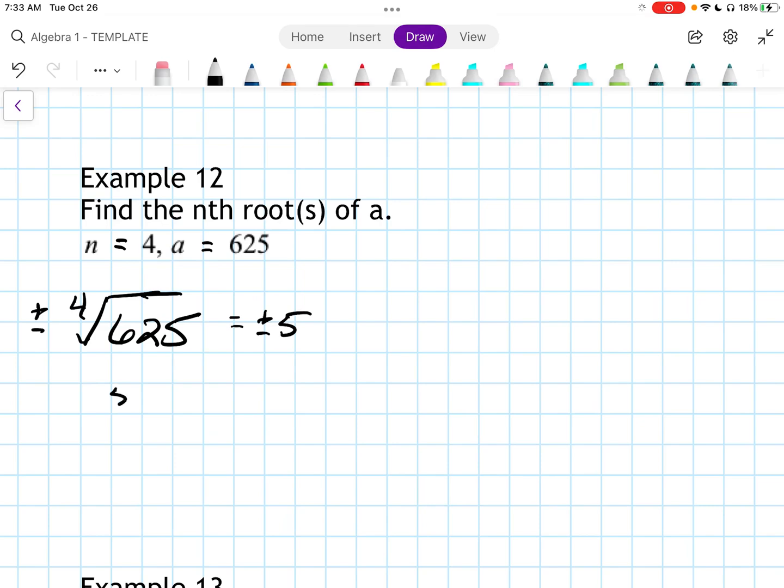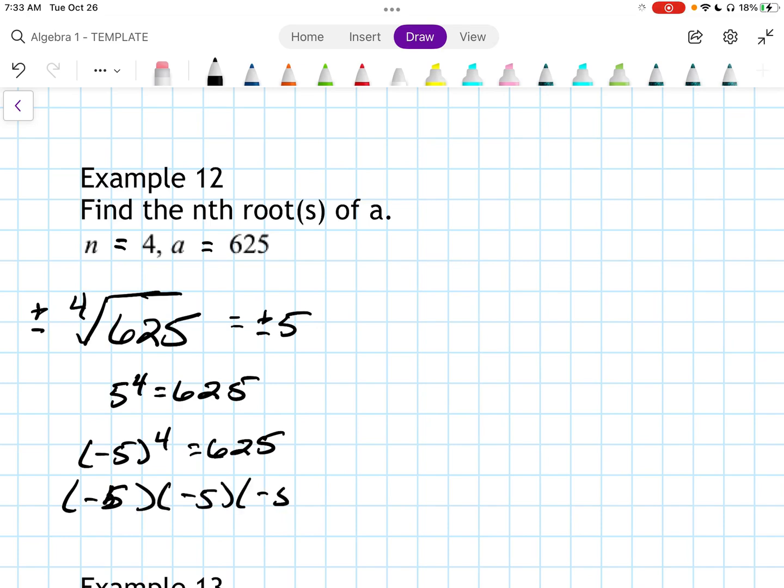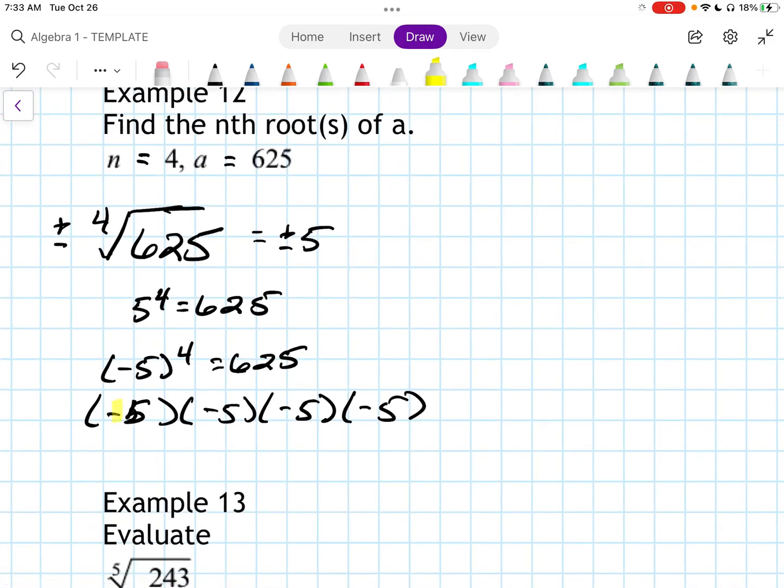To check yourself, you can say, well, 5 to the fourth is 625, and negative 5 to the fourth is also 625. Because if you wrote this out, we would have the first two pair of negatives would cancel each other, and the second two pair would also cancel each other. So it would end up being positive there.